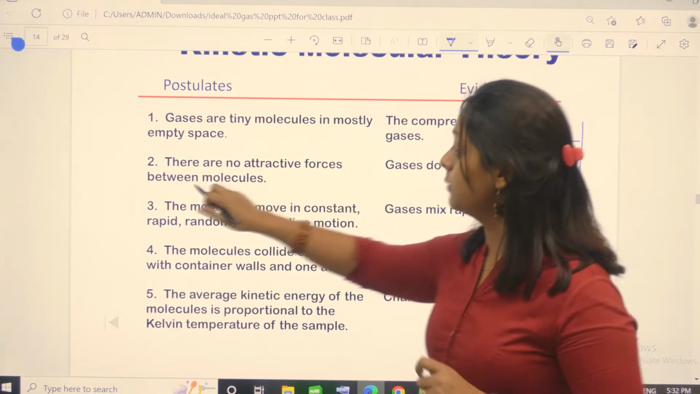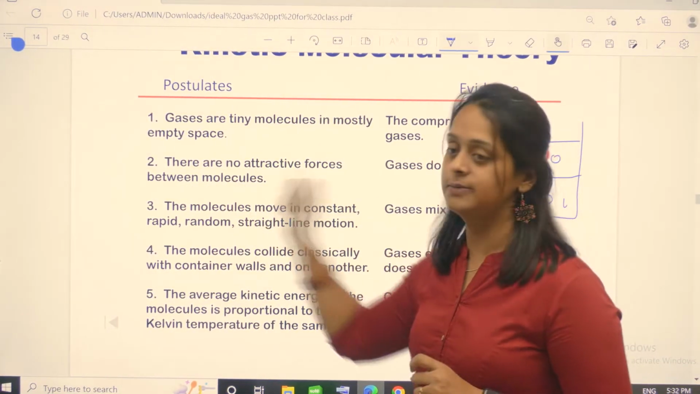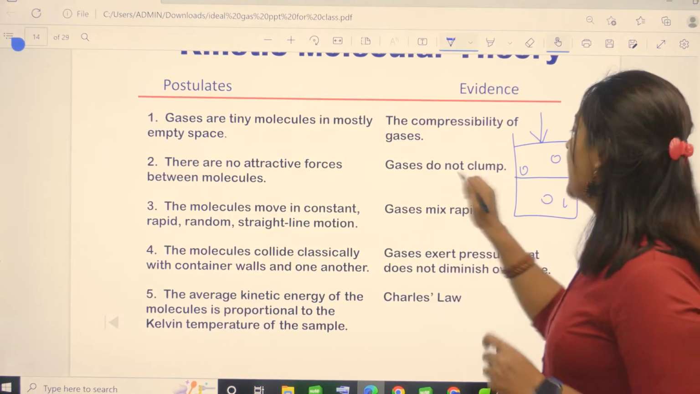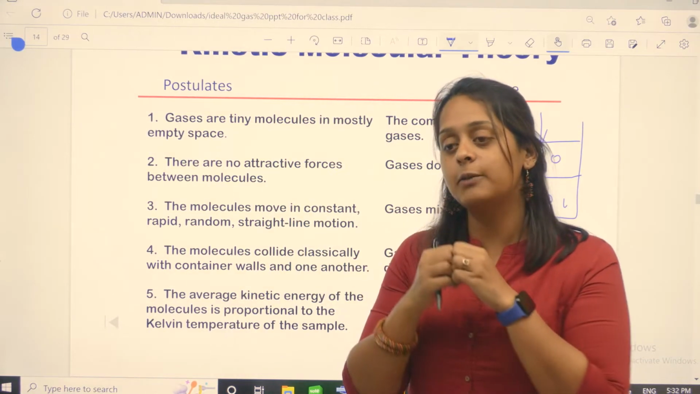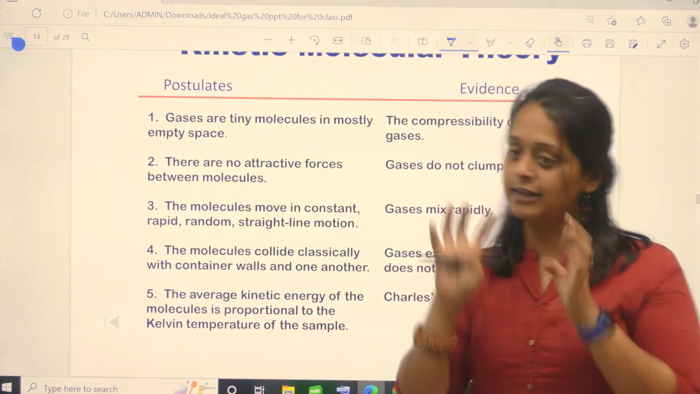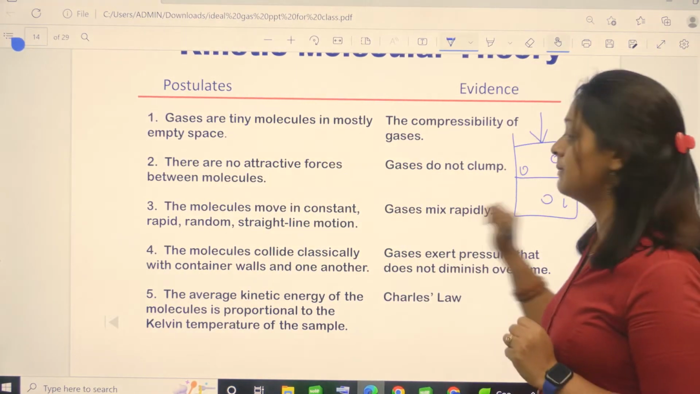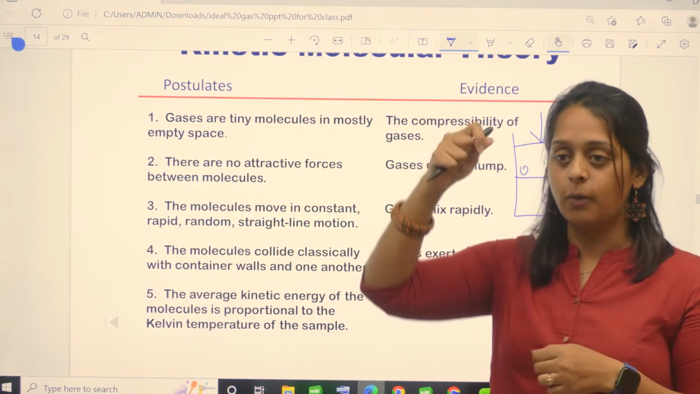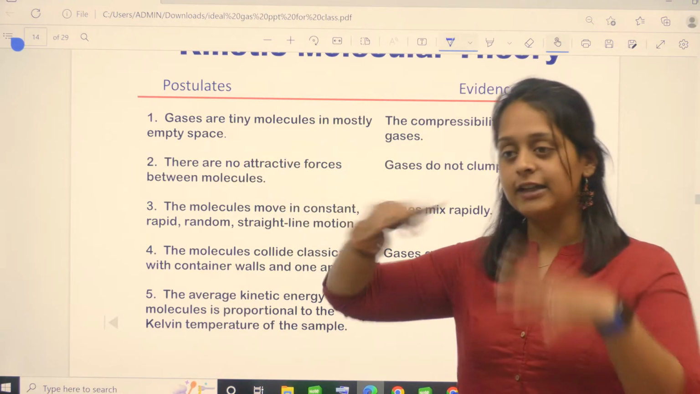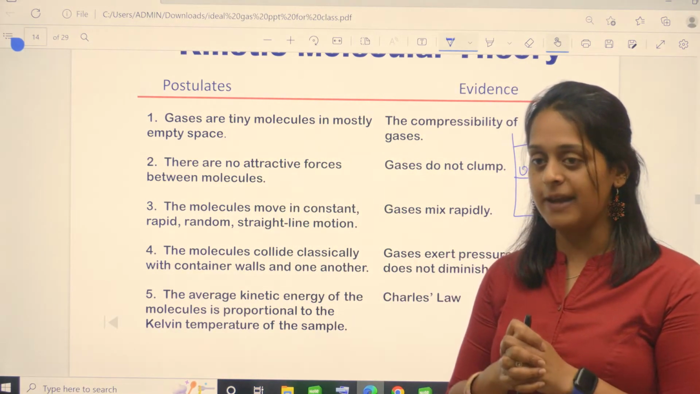Second postulate, there are no attractive forces between the molecules. Gases do not clump, so that means they do not have any type of interaction between them. Gases mix rapidly. We saw the diffusion process. As soon as the stopcock was removed, the gas went and filled all the spaces.